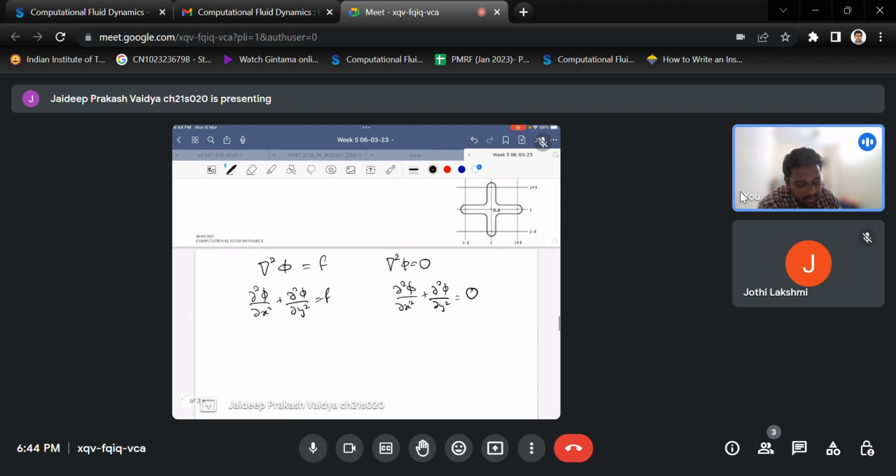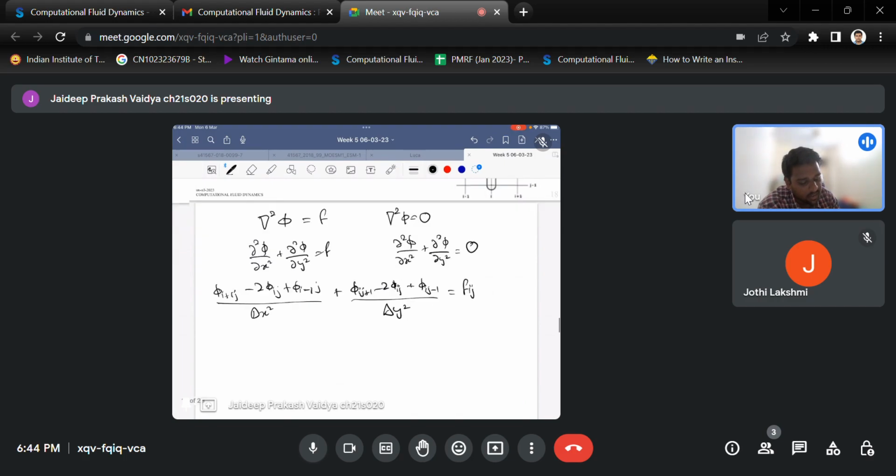When we discretize this, we'll get phi i plus 1 j minus 2 phi i j plus phi i minus 1 j, by delta x square, plus phi i j plus 1 minus 2 phi i j plus phi i j minus 1, by delta y square, should be equal to f at that point, f i j.